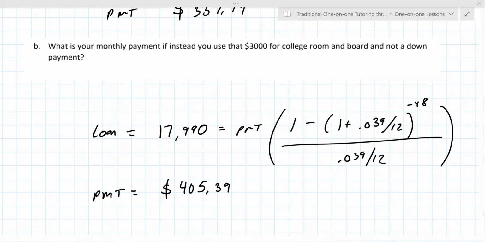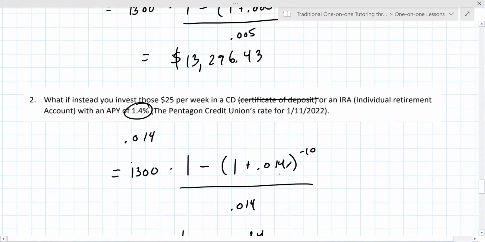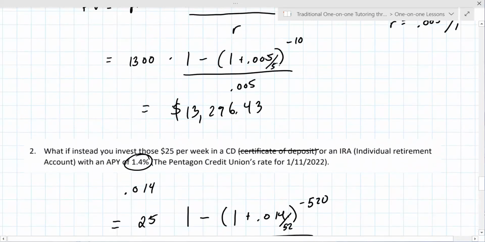Okay. I think the issue above here, if you were wanting to do this, is that this is 0.01. I should have done it this way. This should have been 25. This should have been 52, and this should have been minus 520. And this should have been divided by 52, and then it would have worked out correctly. And then same thing up here. This should have been divided by 52, and this should have been minus 520. Okay. I think that would, and that's 25 as your payment.